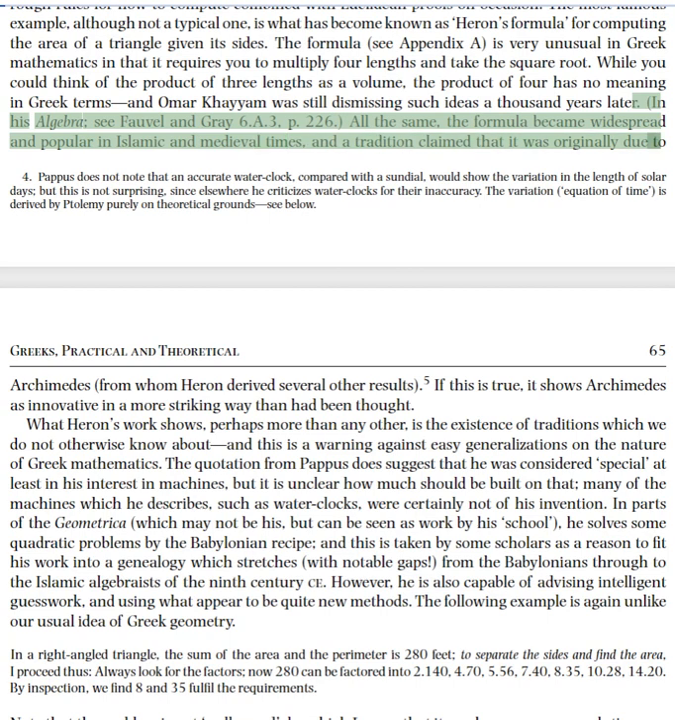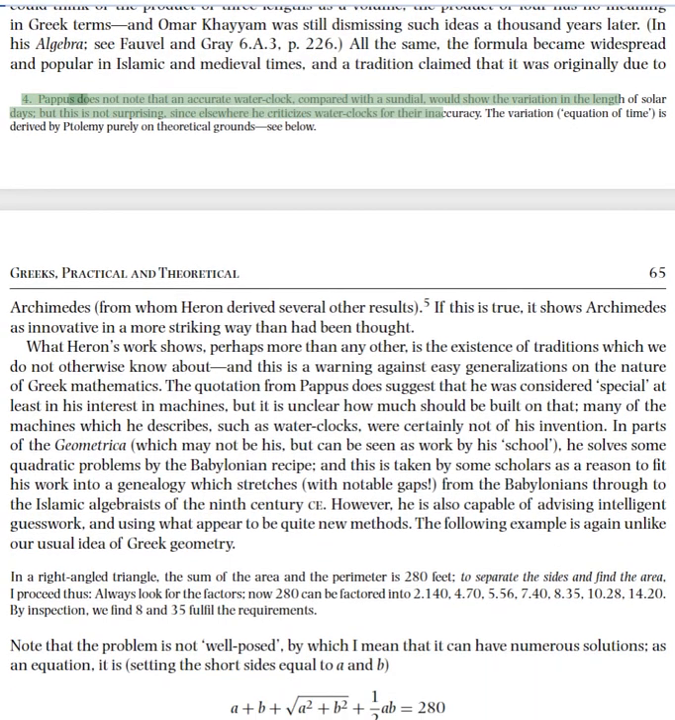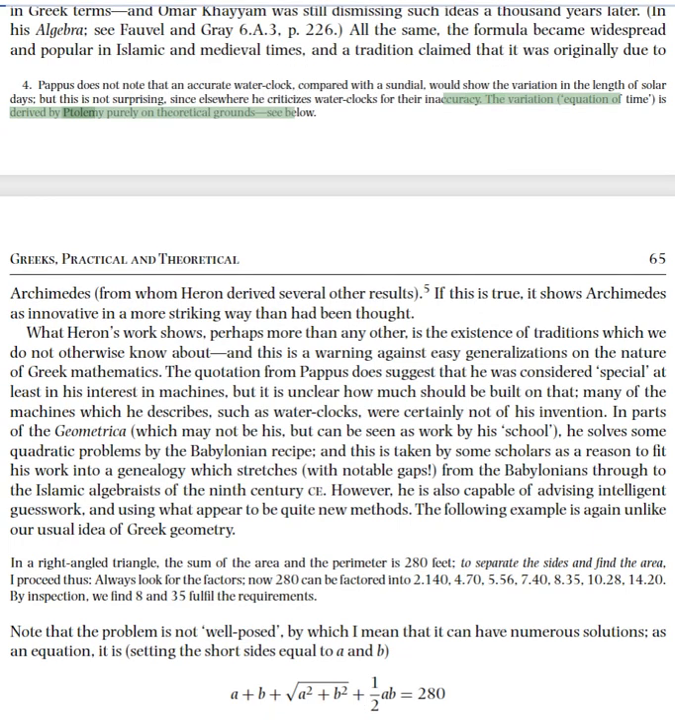was originally due to Archimedes. Pappus does not note that an accurate water clock, compared with a sundial, would show the variation in the length of solar days, but this is not surprising, since elsewhere he criticizes water clocks for their inaccuracy. The variation is derived by Ptolemy purely on theoretical grounds, see below.